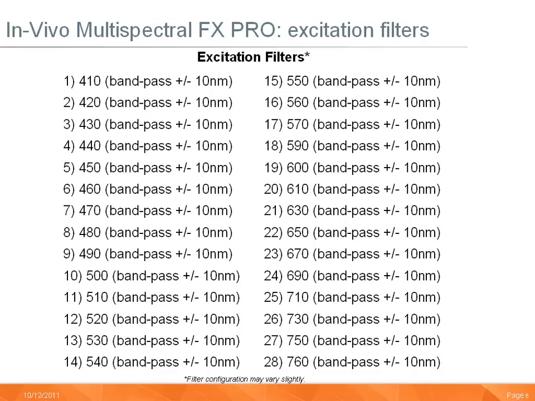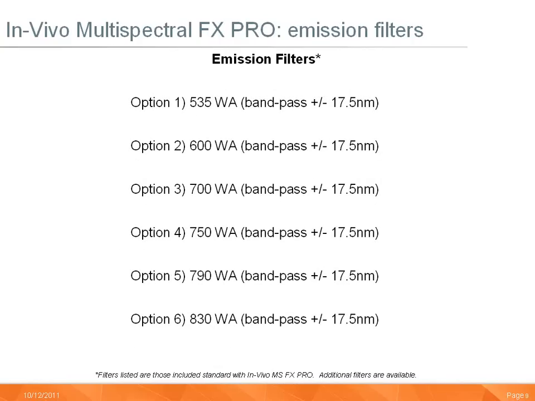Again, the In-Vivo Multispectral FX PRO is configured with a 29-position filter wheel and 28 excitation filters ranging from 410 nanometers to 760 nanometers. Each filter has a 10 nanometer plus-minus bandpass. The system is configured with a 4-position emission wheel with 3 positions available for loading and a total of 6 filters to select for installation. The emission filters have a 17.5 plus-minus nanometer bandpass. When selecting filters, it is important to consider the bandpass of excitation and emission filters to ensure that they do not overlap.